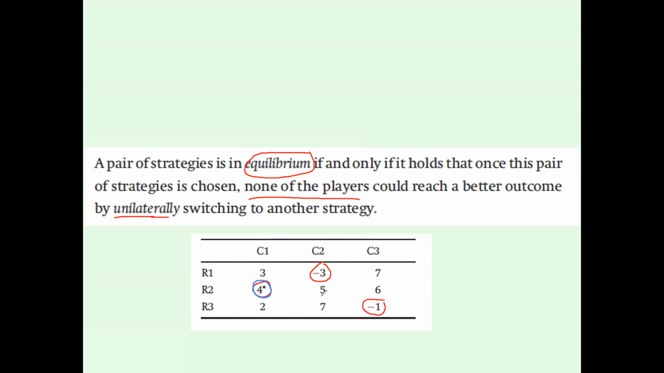For C2, what is the maximum? 7. For C3, 7. So what will be the equilibrium? The equilibrium is the payoff that is the minimum in its row and the maximum in its column. So what are the maximum and the minimum? It's actually 4. So what are the strategies that correspond to it? C1 and R2. Meaning, the equilibrium strategy is R2 and C1.